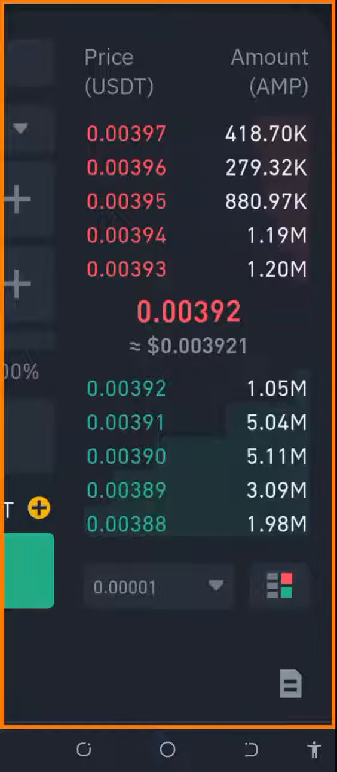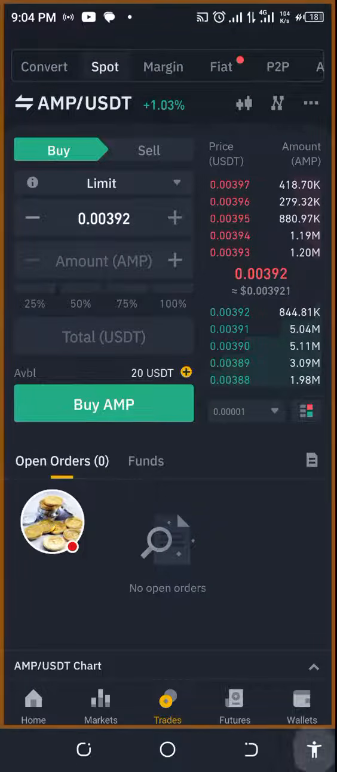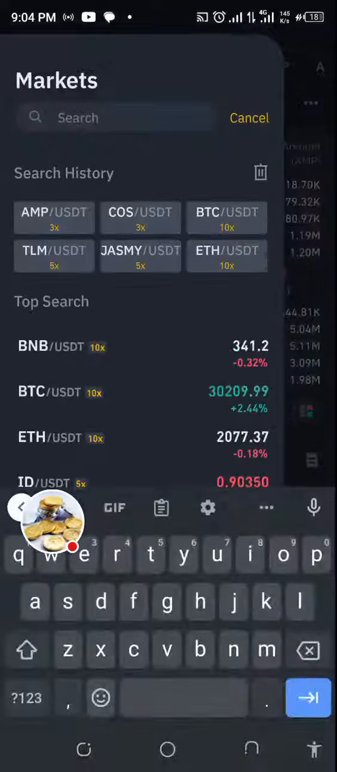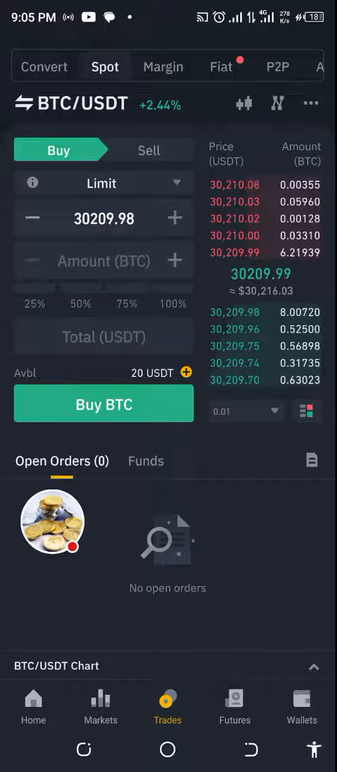I'm not even seeing any movement here. What's going on? I think my internet is a bit frozen, because normally we would see at least some movements. Okay, let me go to BTC USDT just to be sure, because that's the one that will tell me whether there's a problem with my internet or something.